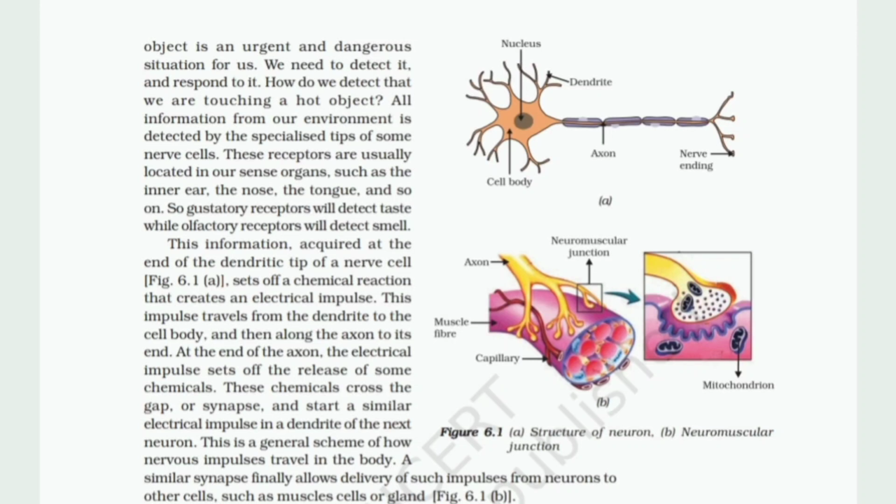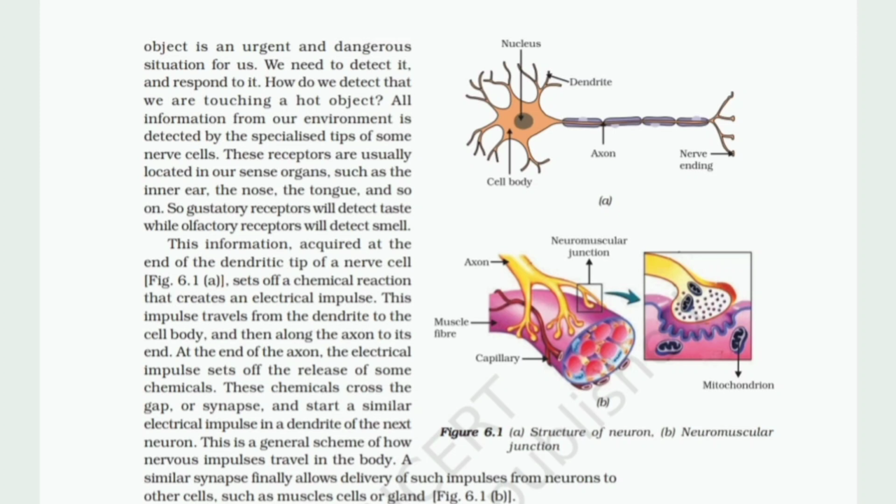This information, acquired at the end of the dendritic tip of a nerve cell, figure 6.1, sets off a chemical reaction that creates an electrical impulse. This impulse travels from the dendrite to the cell body, and then along the axon to its end. At the end of the axon, the electrical impulse sets off the release of some chemicals. These chemicals cross the gap, or synapse, and start a similar electrical impulse in a dendrite of the next neuron. This is a general scheme of how nerve impulses travel in the body.